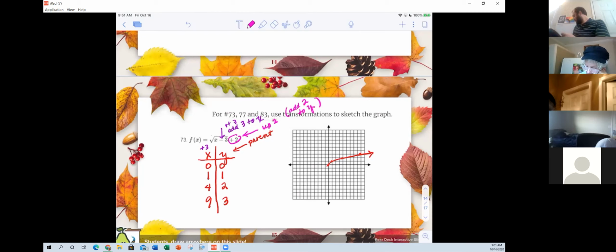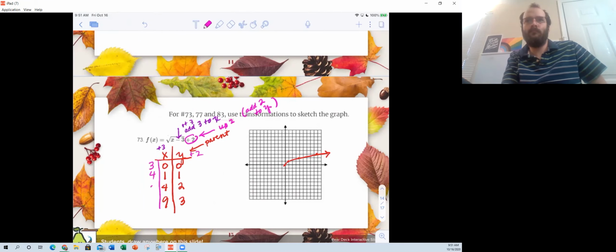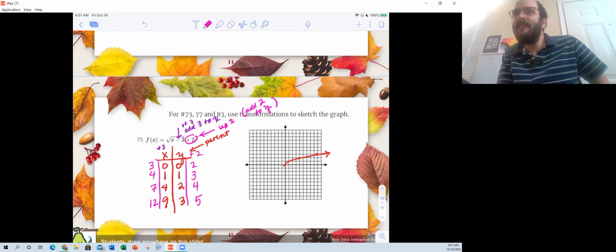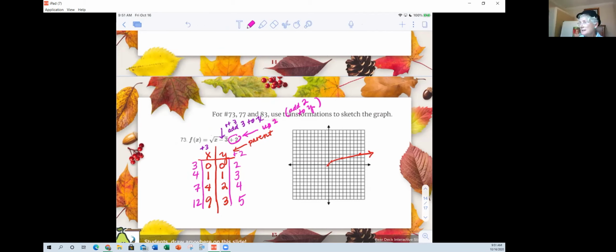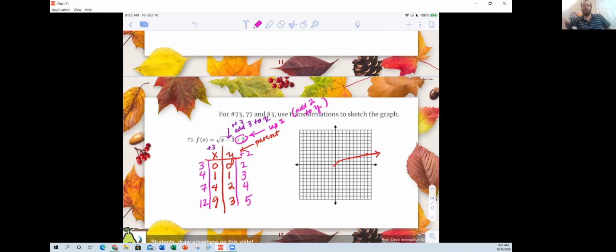Okay. So I'm going to add 3 to the x's, and that's going to give me 3, 4, 7, and 12. And I'm going to add 2 to the y's, and that's going to give me 2, 3, 4, and 5. And I'm going to graph those points. And I will get exactly the same thing as if I just took this nice little half a parabola square root function and shifted it to the right 3 and up 2. So you try to keep that in your head, because that's kind of like your check.